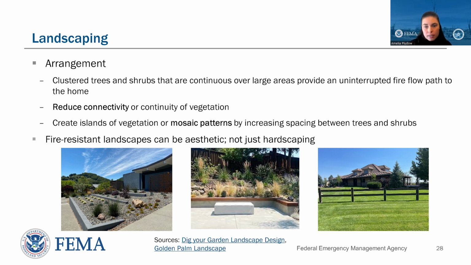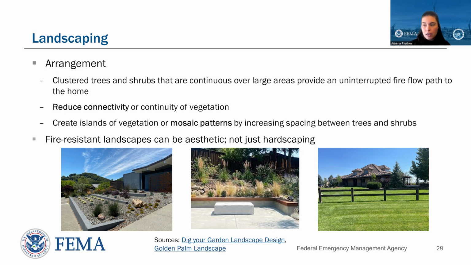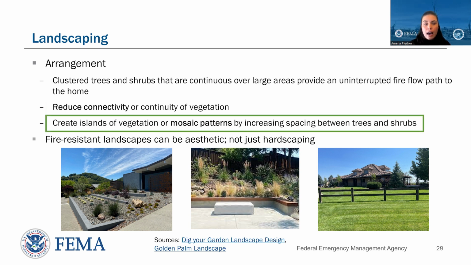And so moving on to talk about landscaping and the arrangement of these plants that are being selected from these approved or recommended lists. Clustering of trees and shrubs, so continuous clustering over a large area, provides an uninterrupted fire flow path to the home. So it's important to reduce the connectivity or continuity of vegetation and create islands of vegetation or mosaic patterns, and increasing that spacing between trees and shrubs.